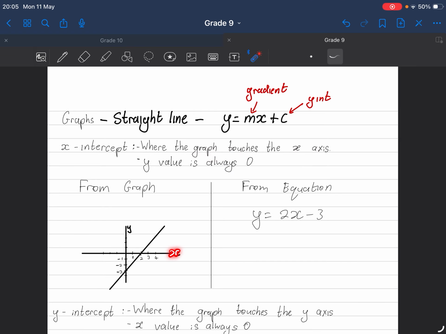So here's our x-axis over here. It's the horizontal line. Where do you see the graph touching that? Where does the graph touch the x-axis? So it's right over here on that point. So that is the x-intercept. Now, how do you get the x-intercept in terms of the coordinates? So the x-intercept has a coordinate. Now we need to find that.